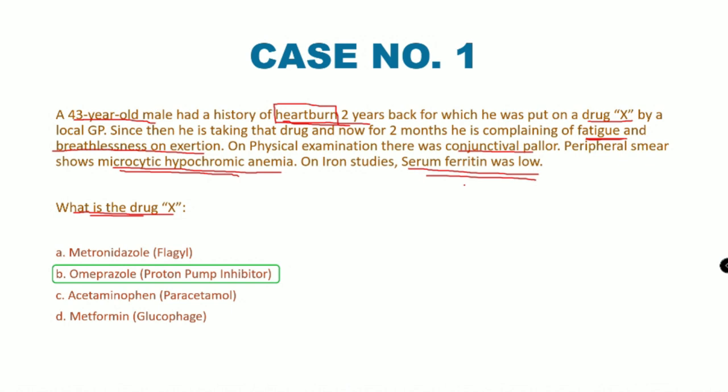And as I have already told you, the stomach acid helps to keep the iron in its reduced form, the ferrous form. And the ferrous form is the form that is absorbed from the enterocyte. So prolonged and chronic use of proton pump inhibitor may cause iron deficiency anemia. So the correct answer is omeprazole, the proton pump inhibitor. So let's move forward.